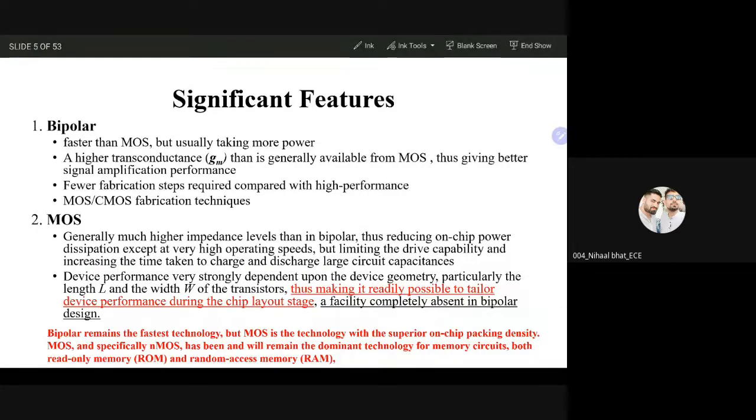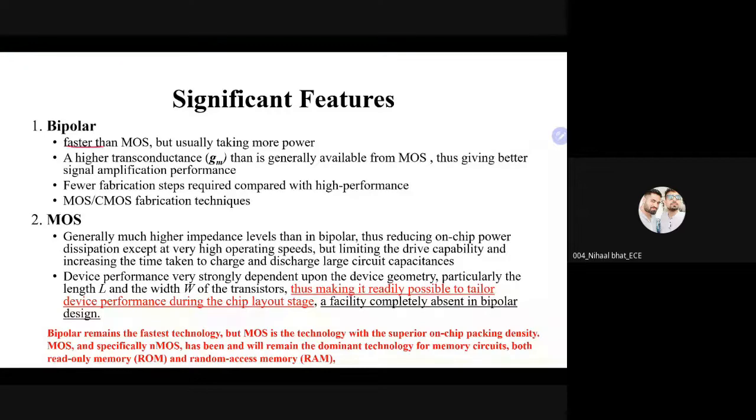Anyway, so this is how these devices work. It was about JFET, but there are certain features present in these unipolar devices or MOSes which are quite advantageous compared to bipolar devices. First of all, bipolar devices also have significant features compared to MOSFETs. Bipolar devices are faster than MOSFETs, but they usually take more power dissipation. They can consume a lot of power. So BJTs are faster, but they consume more power, and they have a higher transconductance also.